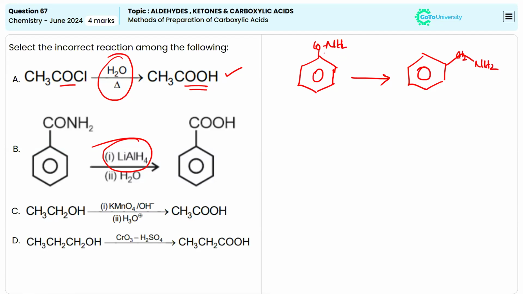So this carbonyl group is converted into a hydrocarbon by reduction with lithium aluminum hydride, and it cannot be converted into an acid. So option B is not a correct reaction. They are asking for the incorrect reaction, so option B is the correct answer for this question.